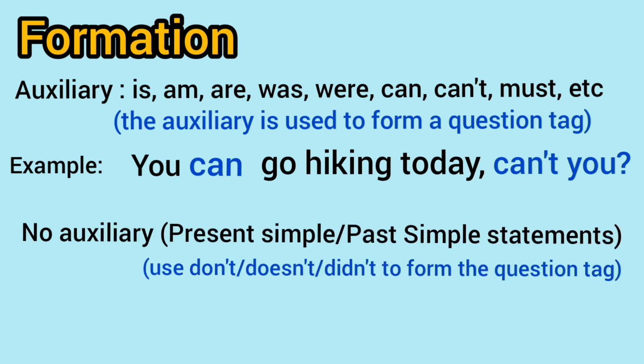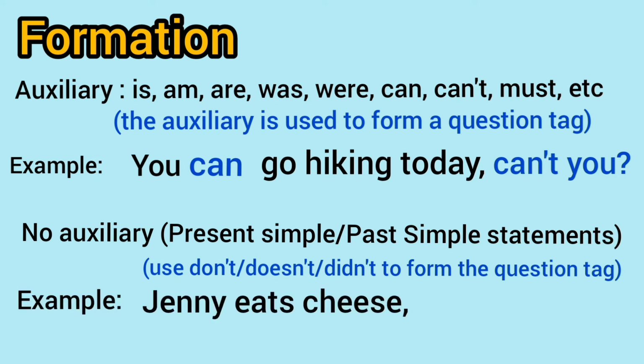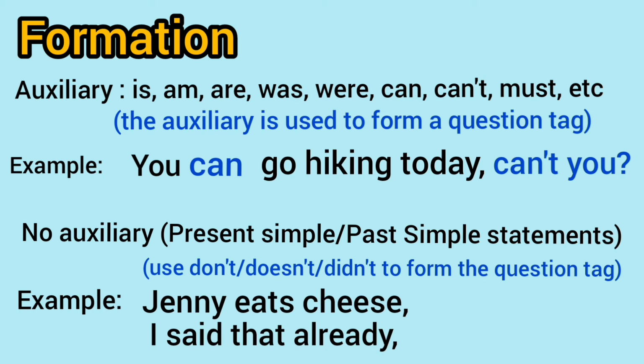But sometimes there is no auxiliary verb already in the statement. If the statement is in present simple or past simple, let's say Jenny eats cheese. I said that already, so there is no auxiliary. Then we use don't, doesn't, or didn't.